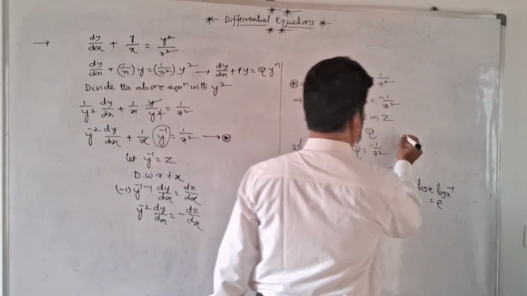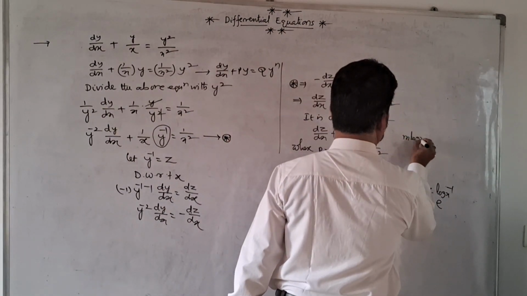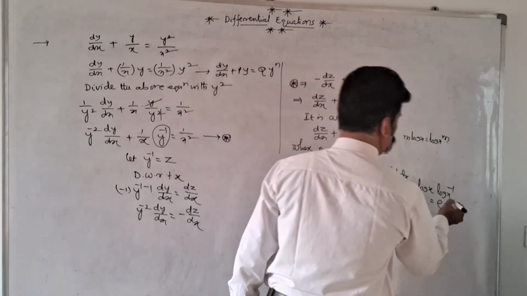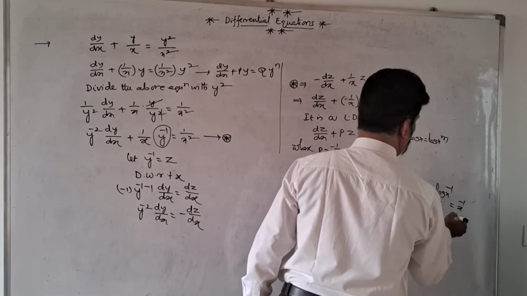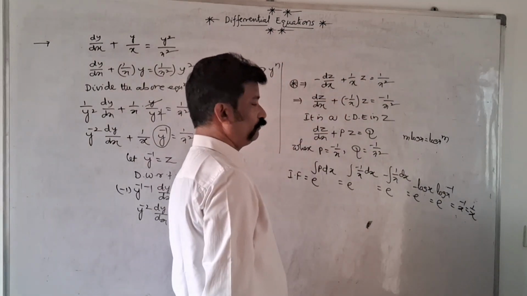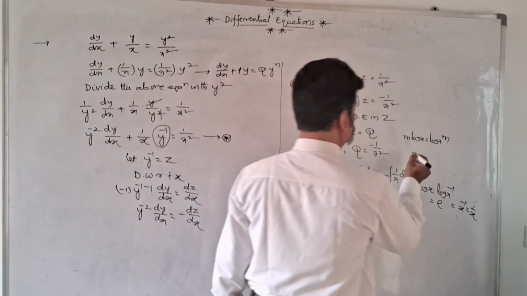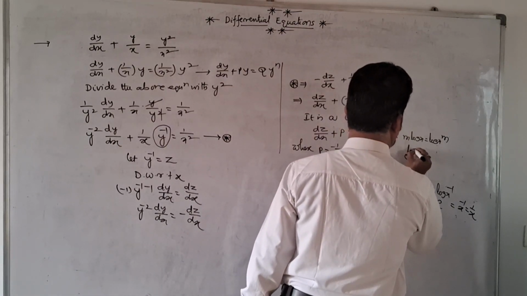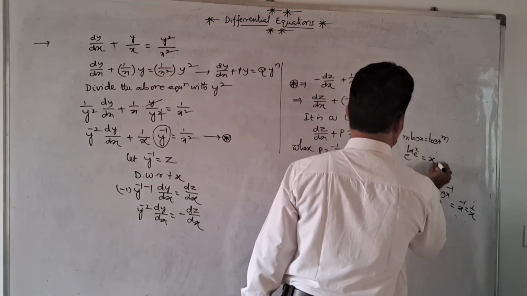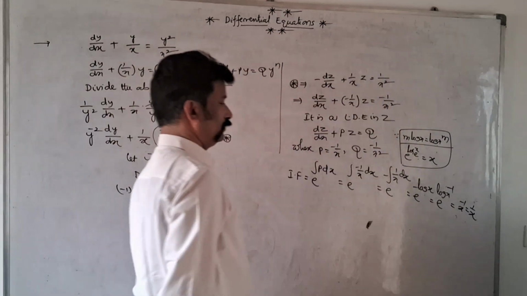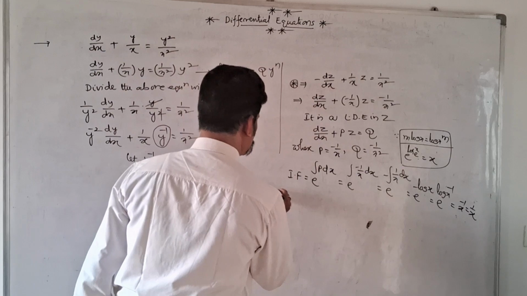Why? Because m log x is equal to log x^m. So this is x^(-1), which is 1/x, since e^(log x) with the base e is equal to x.